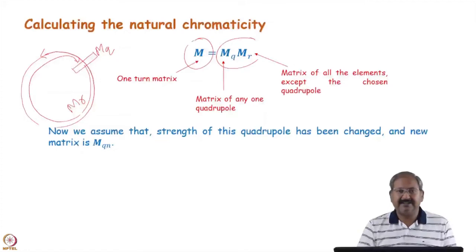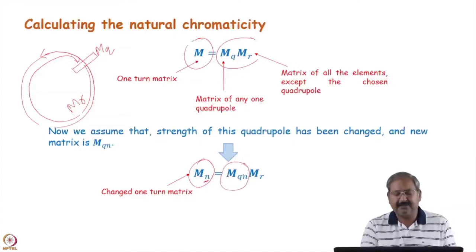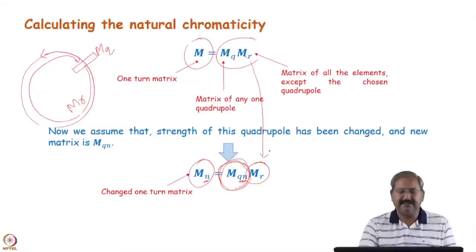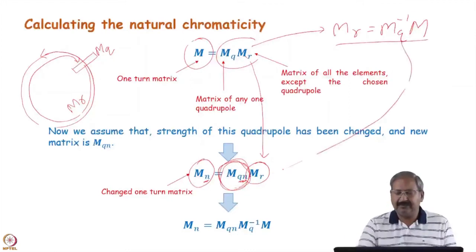Now we want to see what will happen if the strength of this particular quadrupole is changed. So let us say that the one turn matrix has changed to M with subscript N, when the quadrupole's matrix has been modified to MQN. This matrix is of the quadrupole with changed strength. MR, the rest of the matrix in the synchrotron, will remain the same. So MR is the same as it is here, and we can put the value of MR here. You can say that MR is equal to MQ inverse M. So let us put this value here, and you will get the result MQN MQ inverse M.